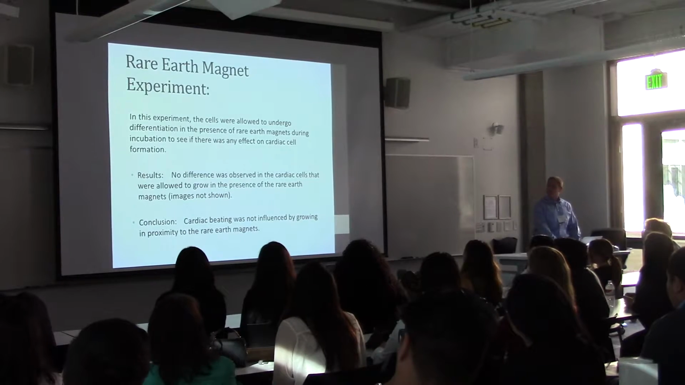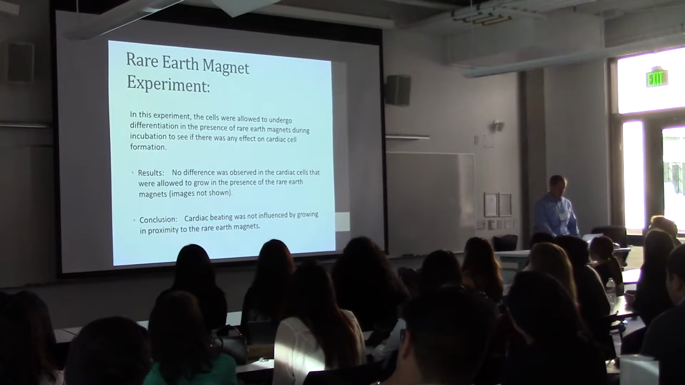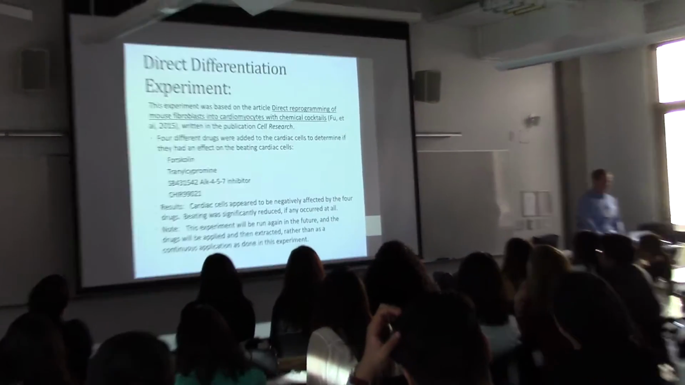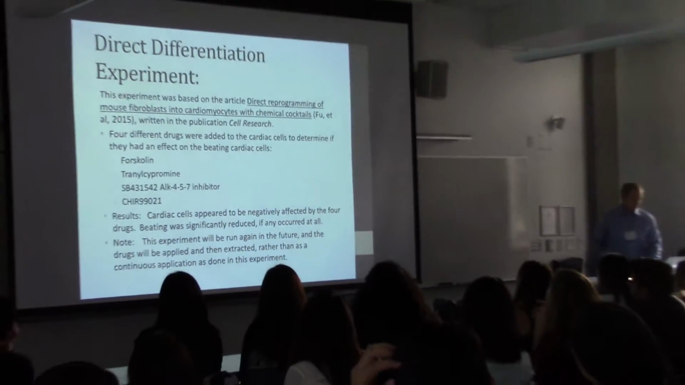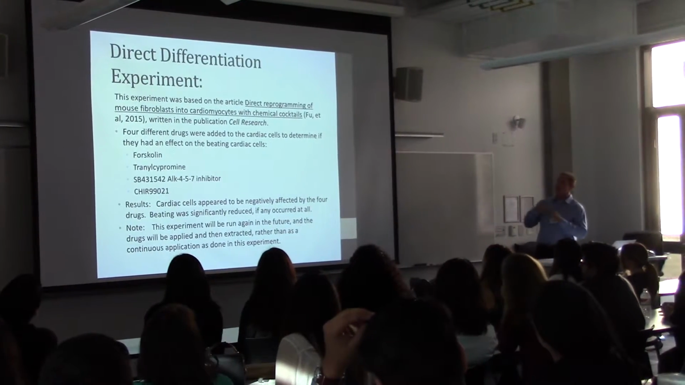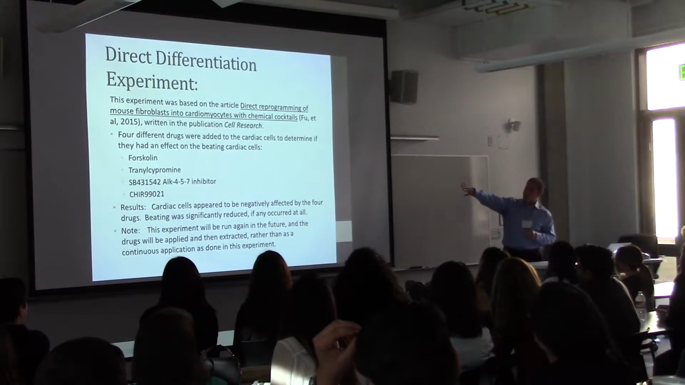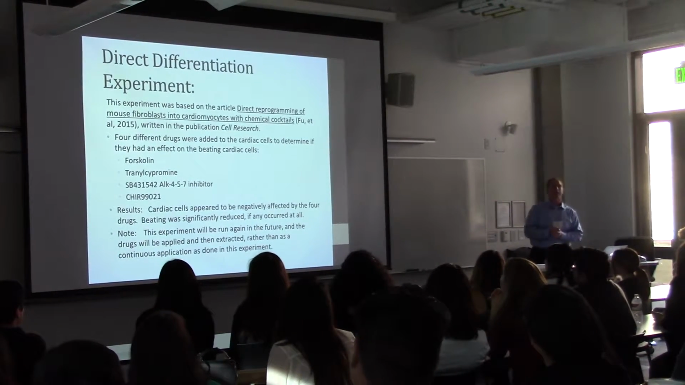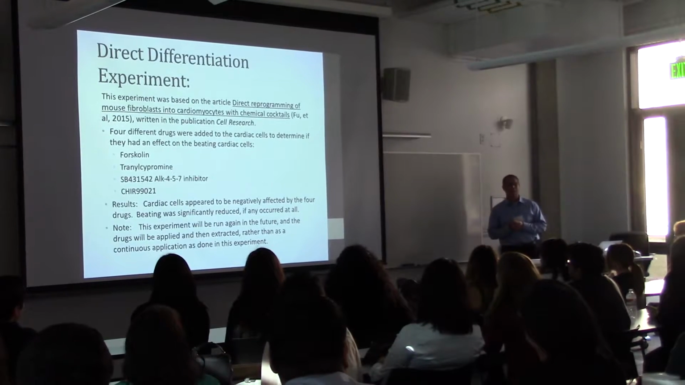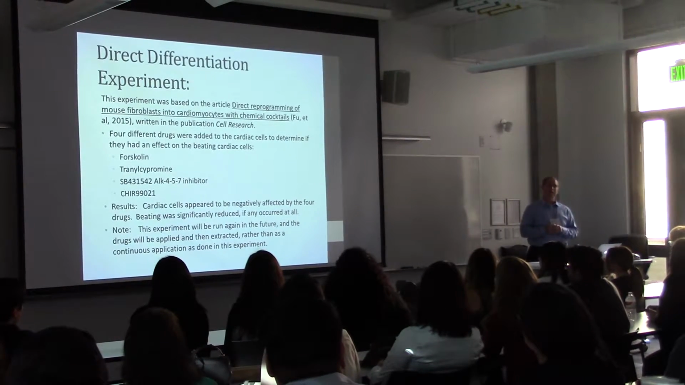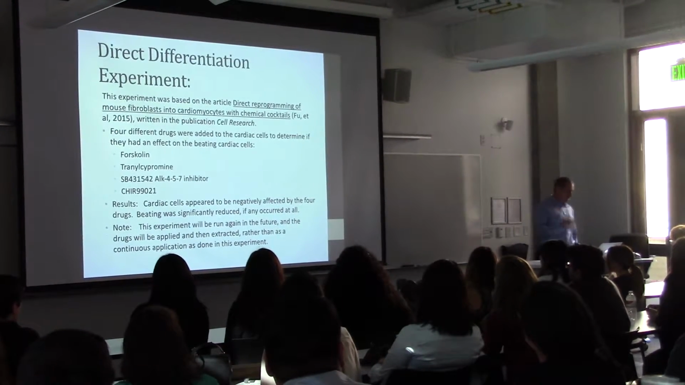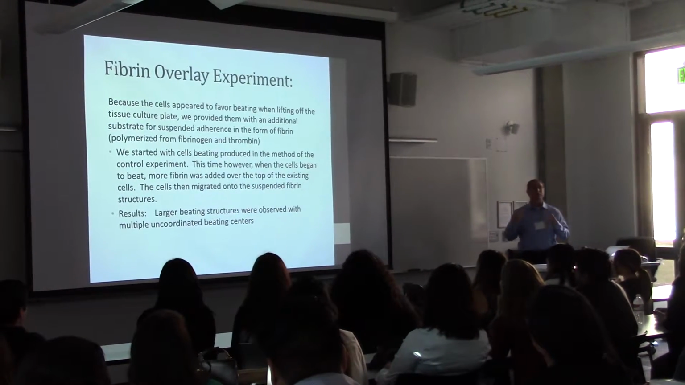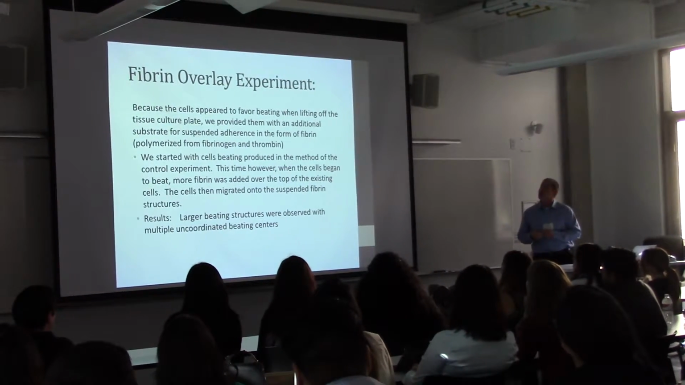Rare earth magnets, we did this one real quick. We didn't really notice any difference with magnetic fields. Extra Wnt factors and direct differentiation experiment, I'm going to skip over those. What we did was we tried to add some different either Wnt factors or these 4 drugs to see if they got any better results than how we're doing our cells. What we noticed is the cells did not beat nearly as long, if at all, and some of that might be the application we put them on, so we're going to redo these ones later on in the future. So we decided to continue on with the experiment that we've been using with our 1% DMSO media.